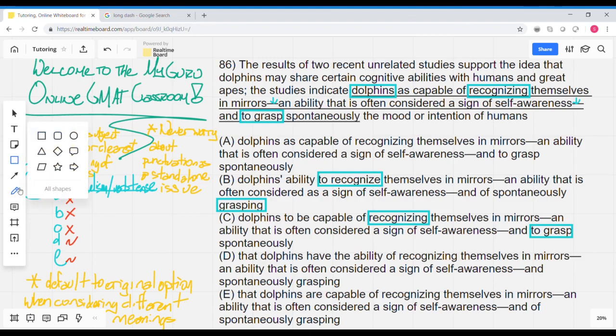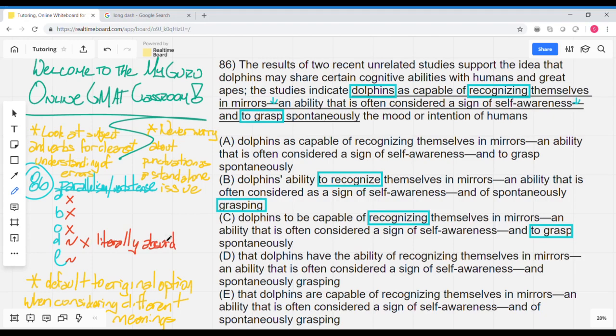So if we consider choice D literally, it's just the kind of colloquial phrasing that we'd use in everyday language that is actually incorrect. The dolphins simply are capable of recognizing themselves in mirrors and are capable of spontaneously grasping the mood or intention of humans. So that's another error that you have here, is we need to say they have the ability of, and there is no of, which should go right there in choice D as well. So there's an idiom issue as well, and the correct answer is of course going to be choice E.